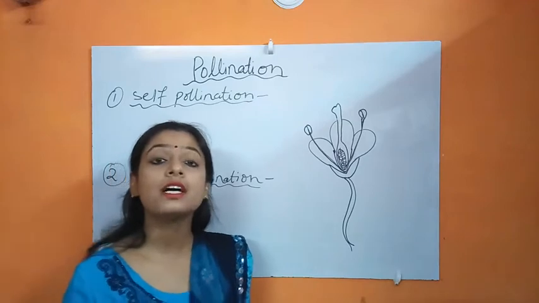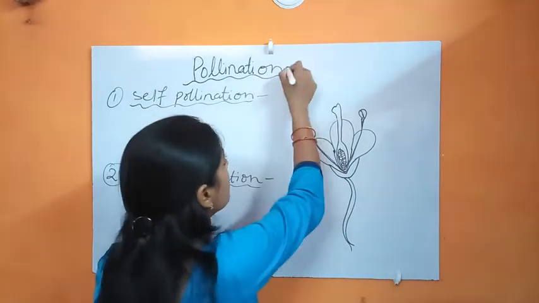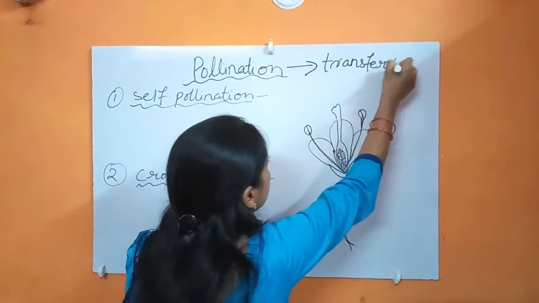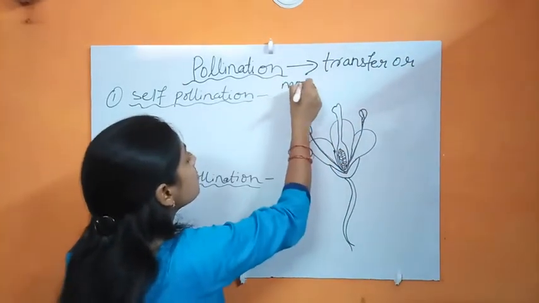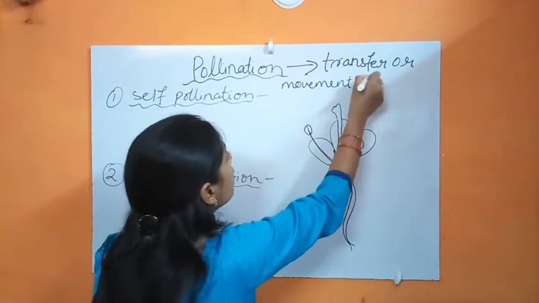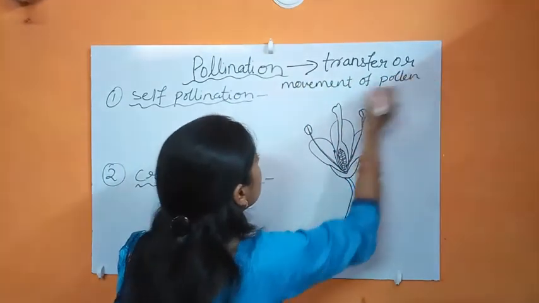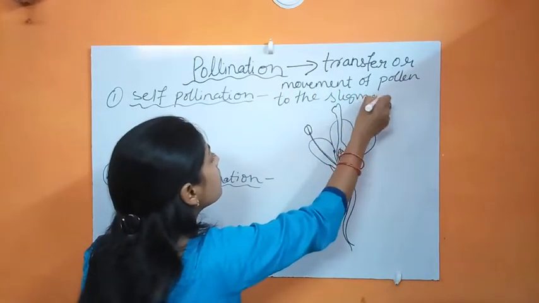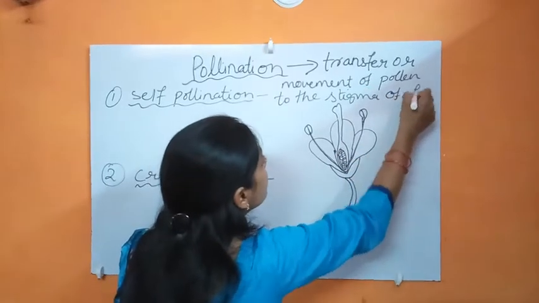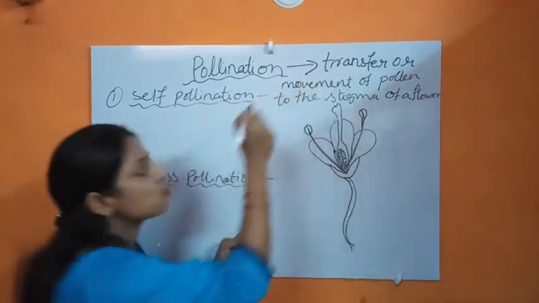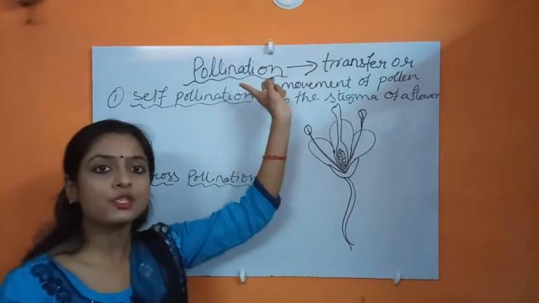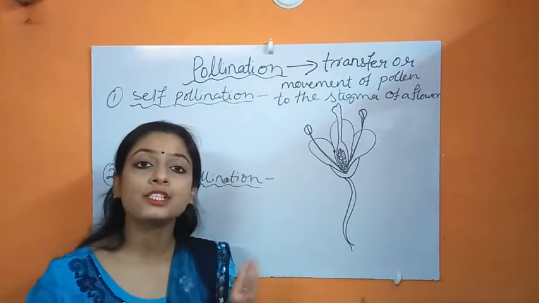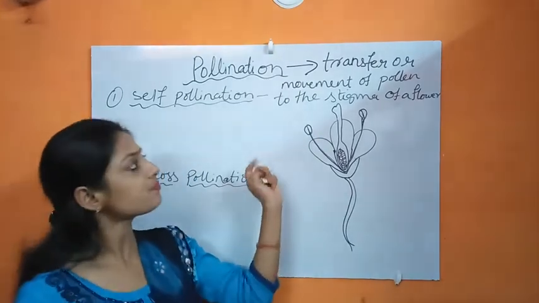Pollination is the transfer or movement of pollen to the stigma of a flower. So the process is clear to you. Pollination is the process in which the pollen grains get transferred to the stigma of a flower.